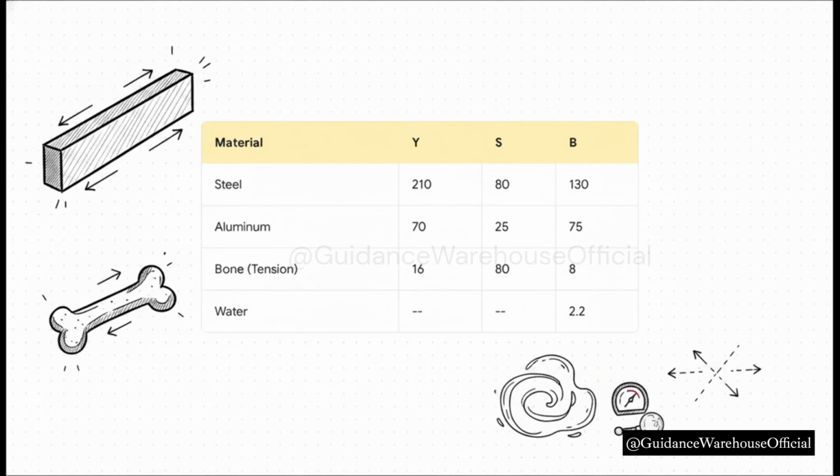Okay, let's take a look at this table together, because it really tells a story. You can immediately see the huge differences. Look at steel. Its Young's modulus is 210, while bone is down at 16. That's why steel is so much stiffer. And also check out water. It doesn't even have a Young's or shear modulus. That makes sense, right? You can't really stretch a bucket of water. It only has a bulk modulus because it resists being compressed.